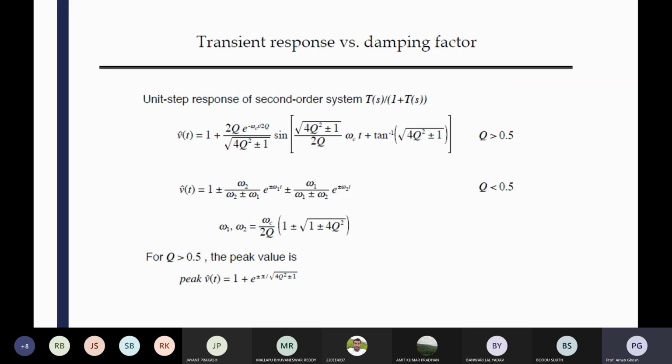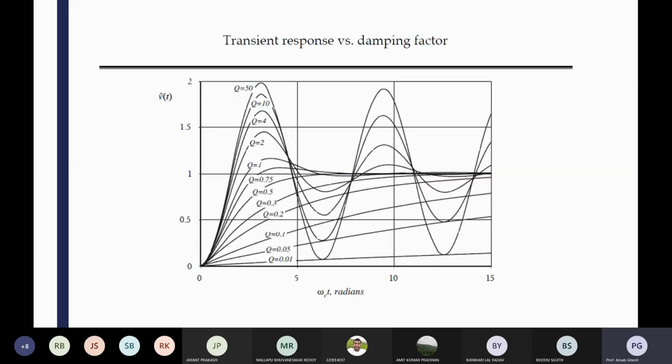Then we will give much more thrust to the transient response. I am telling you now, transient response versus damping factor. You can directly see the diagram, then we can talk about the mathematics. Here you can see omega c in radians. Which one is your critically damped? Here you can see the step response. The first one has a Q value of 50, so a huge oscillation is there.